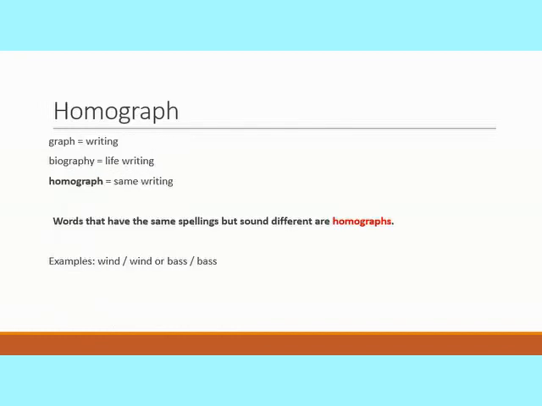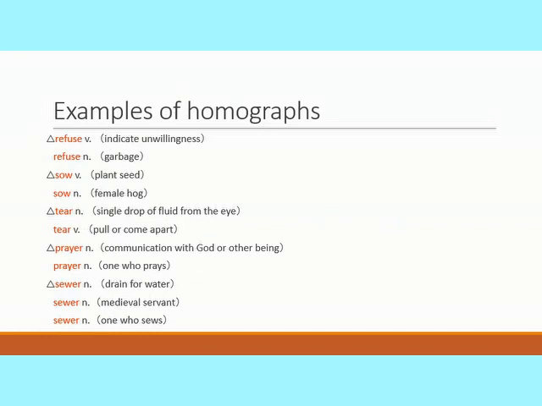Homograph. Homograph is Greek for writing, which means same writing. Words that have the same spellings but sound different are homographs. Examples: wind, bass or bass, different sounds, but the same spelling. Examples of homographs: refuse, unwillingness, and refuse, garbage.